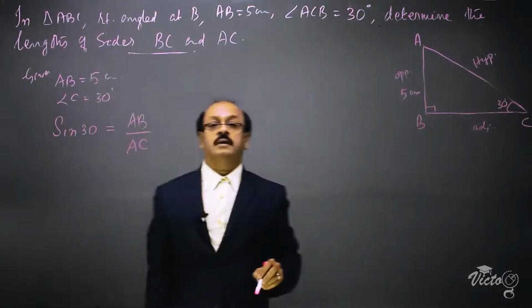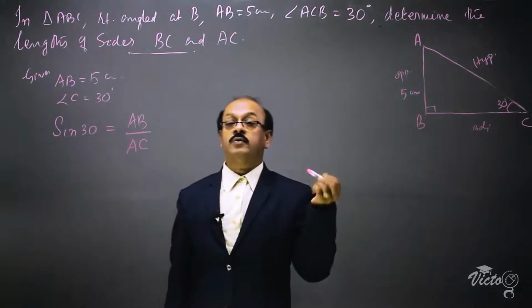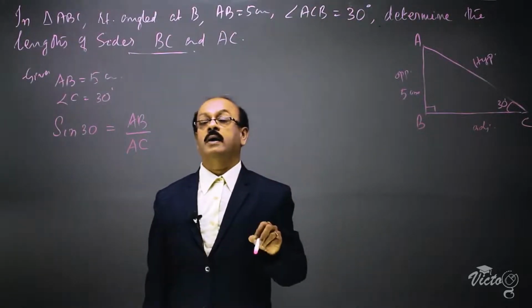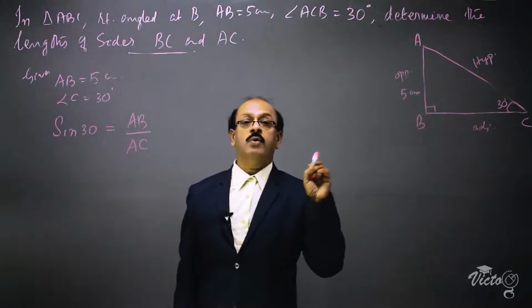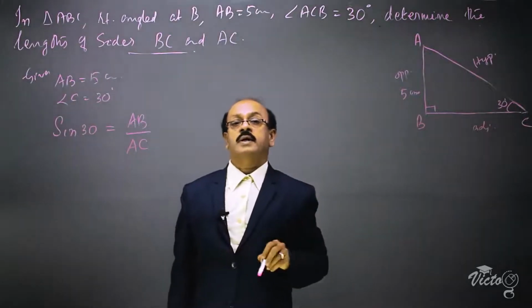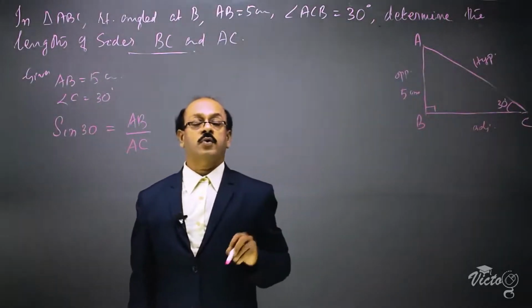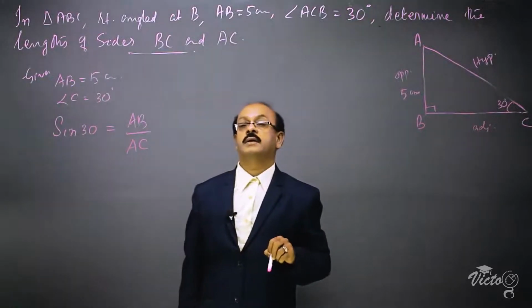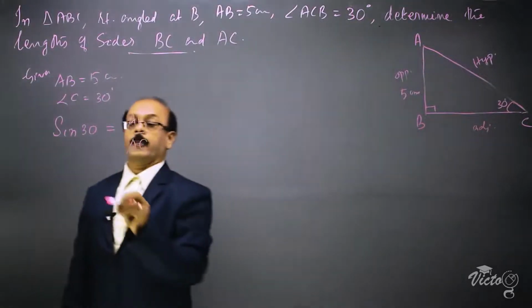Remember the value of sine 30. The value of sine 30 we have to study. We have to learn the value by heart, because they will not give the values in the board exam question paper. The values will not be given. So we have to learn by heart and study the value. Sine 30 is equal to 1 by 2.